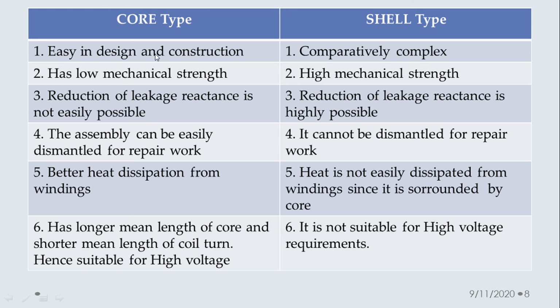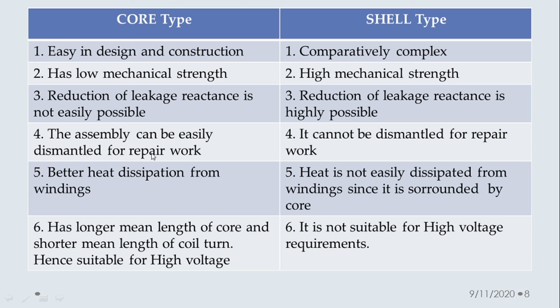In the core type, it is easy in design and construction, but the shell type is comparatively complex in design. A core type transformer has low mechanical strength, but the shell type transformer has high mechanical strength. In the core type transformer, reduction of leakage reactance is not possible, but in the shell type transformer, reduction of leakage reactance is highly possible because the windings are wound on the central limb, correct. In the core type transformer, there is just a gap between the two windings, but in shell type it is in the center. So it is possible to reduce the leakage reactance.